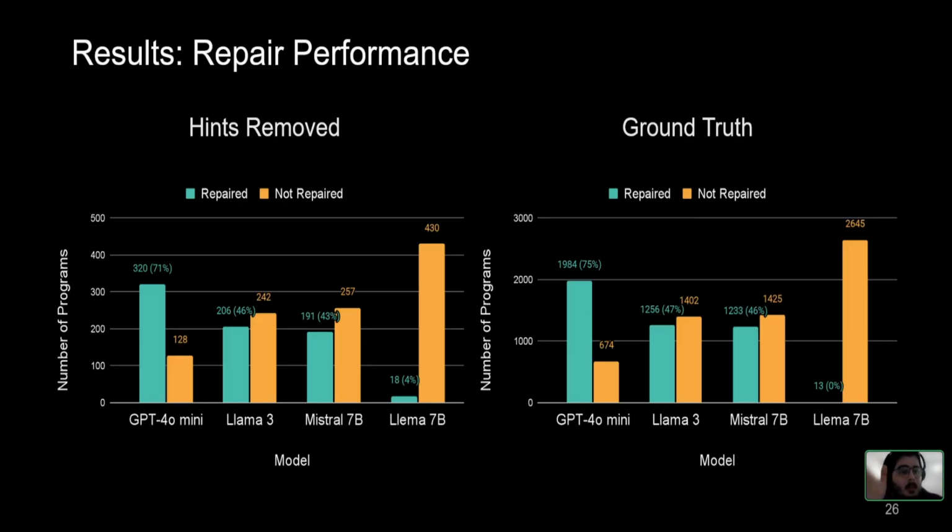In relation to the repair, GPT-4o Mini outperformed the other models, achieving, if you average both, 74% repair success. And Llama 7b performed very poorly, likely because it was tuned for mathematical reasoning rather than Dafny syntax or programming in general. But that was a test.